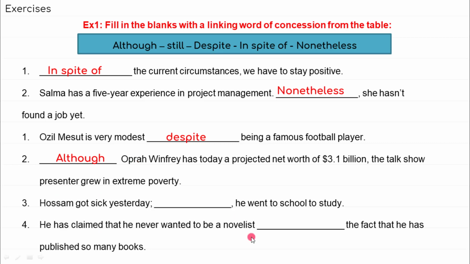Number 5. Hussam got sick yesterday. He went to school to study. There is a semicolon and a comma in this sentence. So the answer is still or nonetheless.